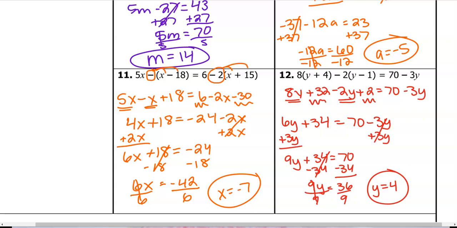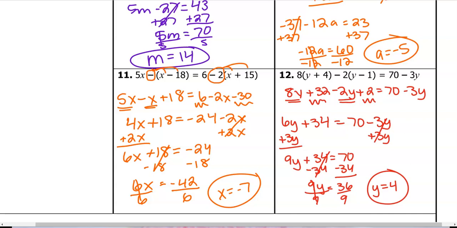8 times 4 is 32. Negative 2 times y is negative 2y. Negative 2 and negative 1 gives me positive 2. That's what I thought was going to get you, and it really did not. Equals 70 minus 3y. You can simplify two things on the same side. 8y and negative 2y can come together to give you 6y. And then 32 and 2 come together to give you 34.